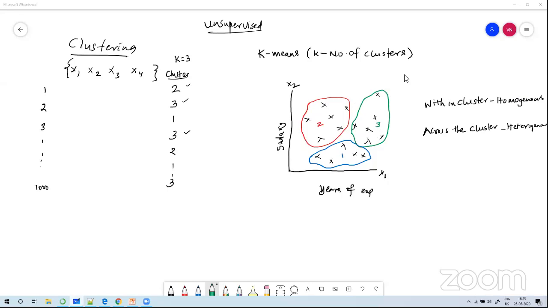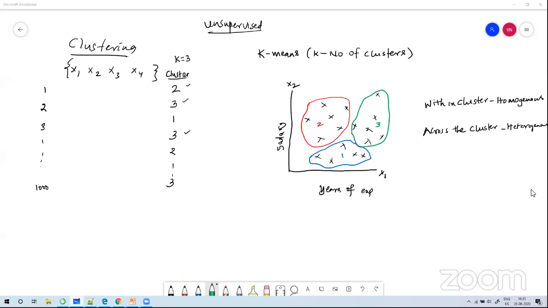Within the cluster, they have to be very similar. That means all the observations that look very similar to each other fall in the same cluster. Observations that look very different from each other fall into different clusters. This is exactly what we call clustering.